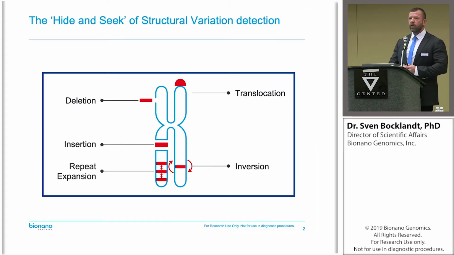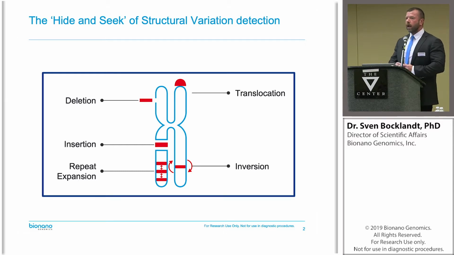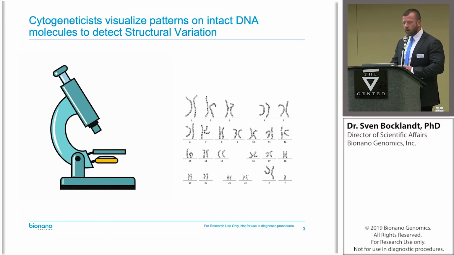When I'm talking about structural variation, I'm talking about the unbalanced events, deletions, duplications, repeat expansions that are pretty easy to pick up with some other technologies, but also the balanced events like translocations and inversions. So the standard of care right now to detect structural variation genome-wide is still based on a method that's half a century old, where you look at patterns on intact DNA molecules using some form of microscopy.